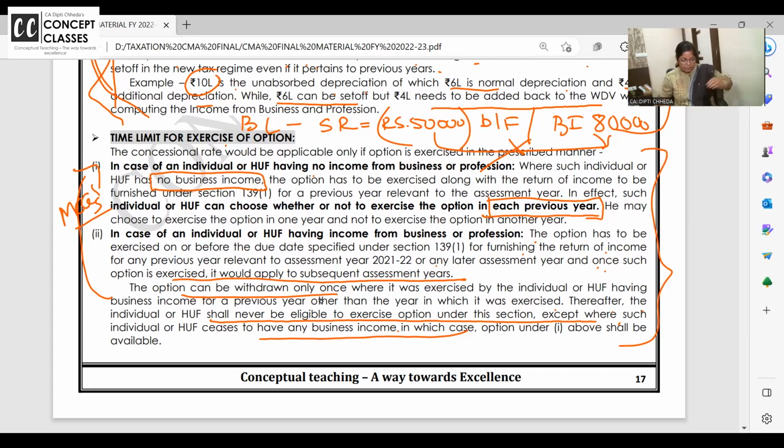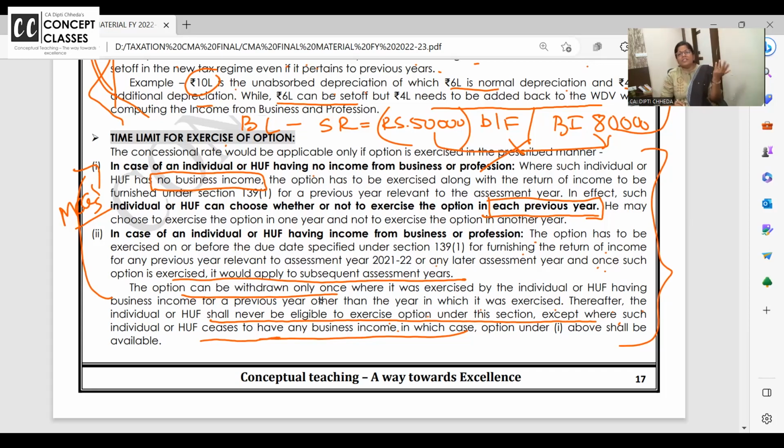Ma'am, in the last point, when you said the individual ceases to have any business income and can choose every year to alternate between old and new, suppose he is in the new regime, he has stopped business income, he has gone to the old regime, and again he started to have business income, so can he have one more withdrawal for that, or does he have to go back to the new regime itself? Not allowed. Once you have business income, you have to opt in and continue. If you opt out, he cannot opt in ever, again, if he is having business income.